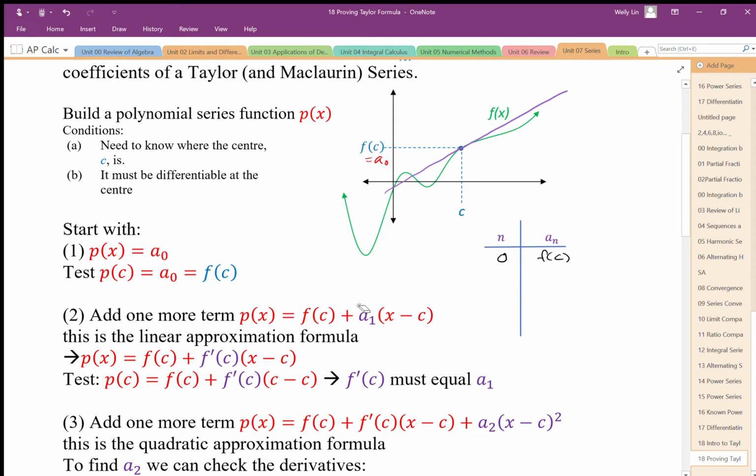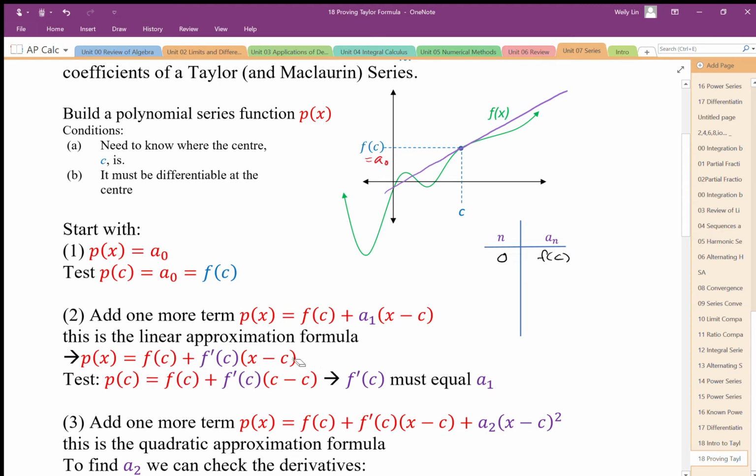We could do some other algebra later on, but we can make a simpler relationship. My linear approximation formula looks exactly like this, so I know that a1 and f prime of c must be the same. We can check it by plugging in p of c. We get the f of c value, and when we plug in x equals c, the second term becomes 0. So this formula is perfectly good, and it works at c.